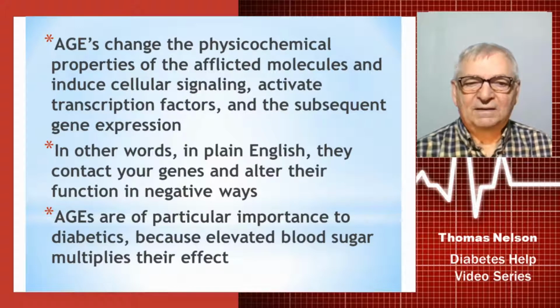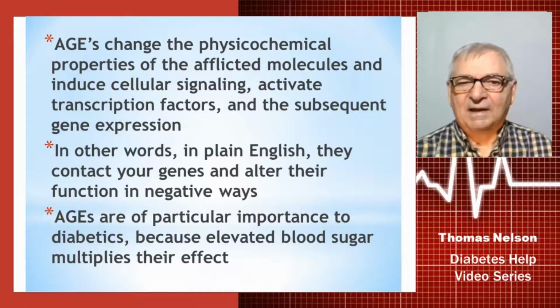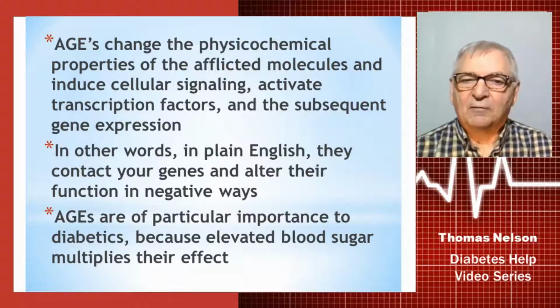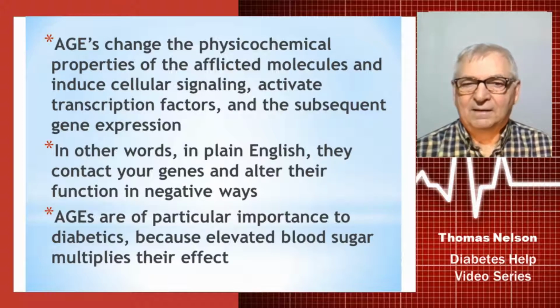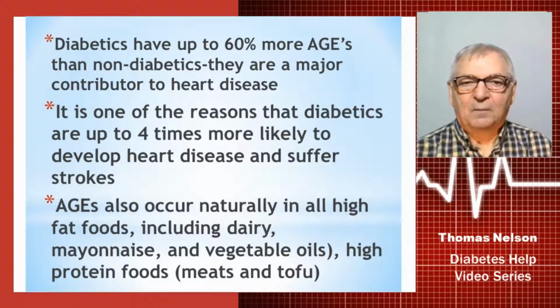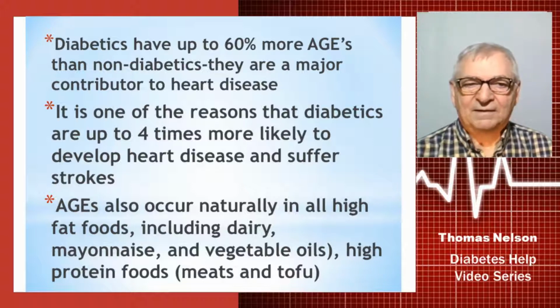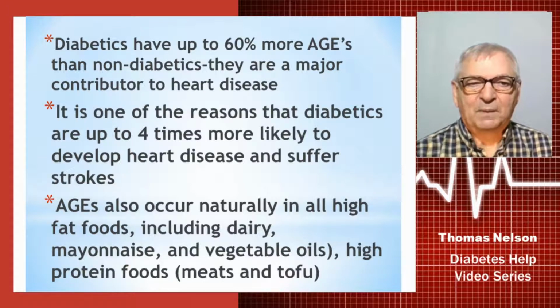So AGEs are of particular importance to diabetics because diabetics usually have elevated blood sugar, which multiplies their effect. Some estimates are that diabetics have up to 60% more AGEs than non-diabetics, and they are a major contributor to heart disease. It's one of the reasons that diabetics are 4 times more likely to develop heart disease or suffer a stroke.